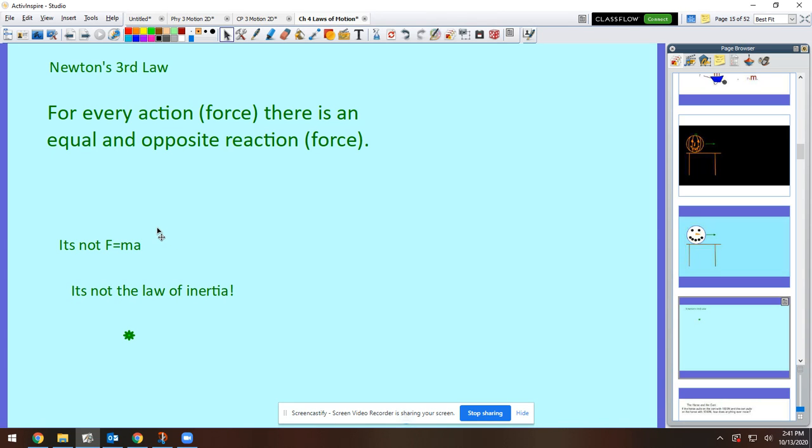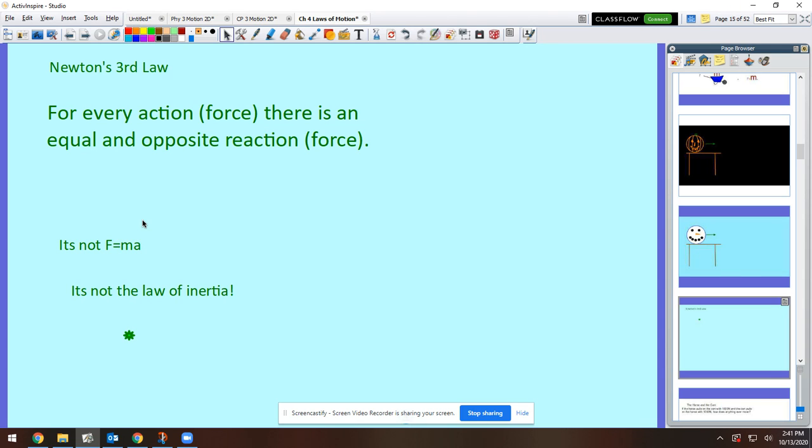So let that sink in for a second. Action, reaction. People misconstrue this one. They say, well, he hit me, so I hit him. No. Don't blame Newton's third law on that one. That's just you being a punk. No. The third law states for every action force, there is an equal and opposite reaction force.